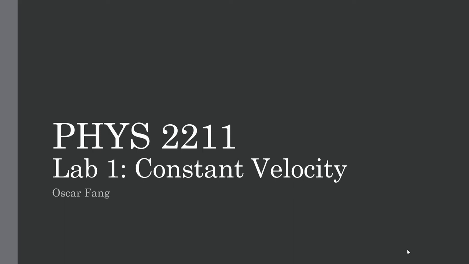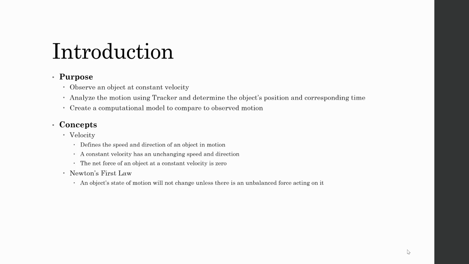In Lab 1 of Physics 2211, we focused on constant velocity. The purpose of this lab is to observe an object at constant velocity. We do this by recording a video of an object moving at constant velocity and uploading it to the program Tracker, which will analyze the video and determine the object's position and corresponding time. We can use that data to determine the velocity of the object, which should theoretically remain constant throughout the experiment.